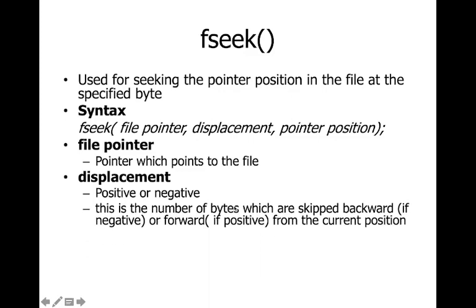This is the number of bytes which are skipped backward if negative. So if we say minus 5, from the last position it will skip 5 bytes backward. If it is positive, it will be skipped forward from the current position. So if the file position is currently at the second position, and you specify plus 5, it will skip 5 positions and go to the 8th position. If it is negative and it is at the last position, it will come backwards, skipping from the back.